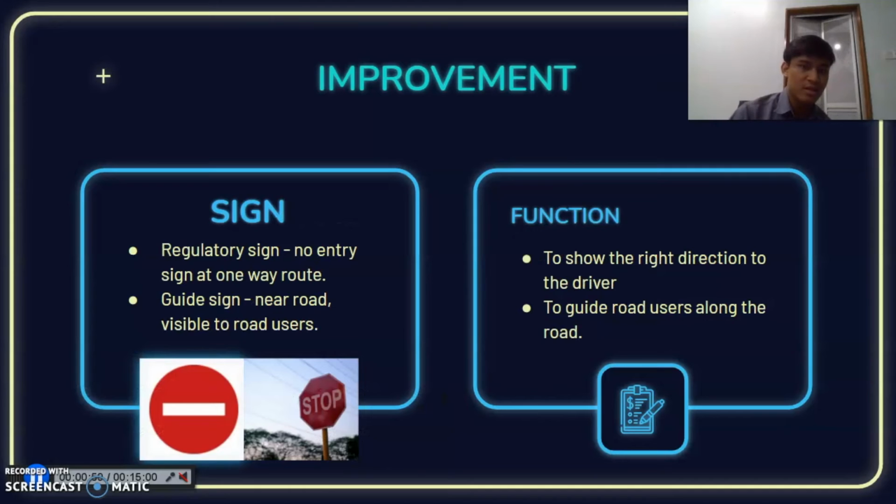Next is signs. There are 2 signs, which are regulatory signs and guide signs. The regulatory sign is a no entry sign at a one-way route, and the guide sign is near the road, visible to road users. The function is to show the right direction to the driver and to guide the road users along the road, so the drivers will not accidentally go into the one-way route from the opposite direction.